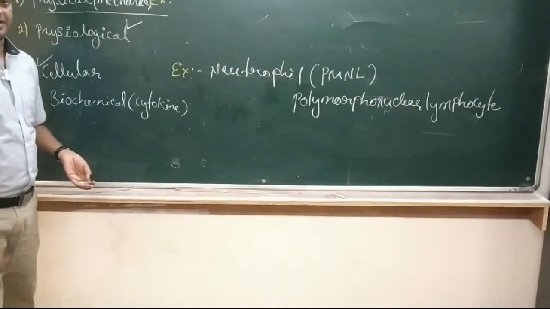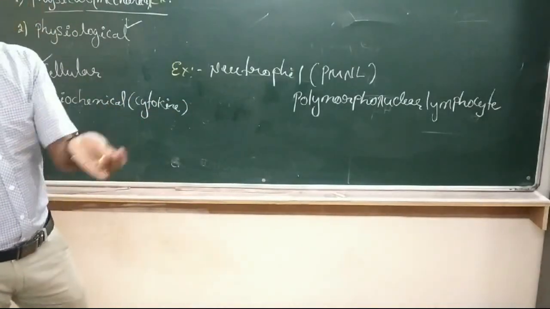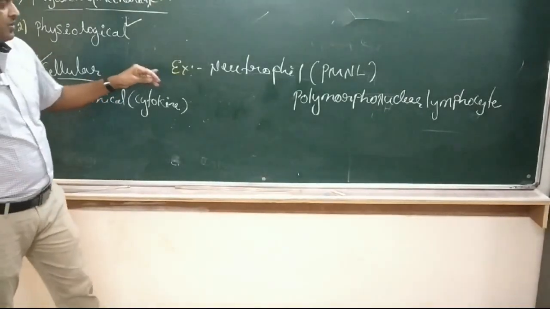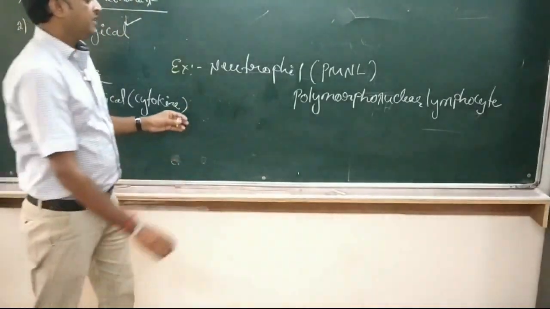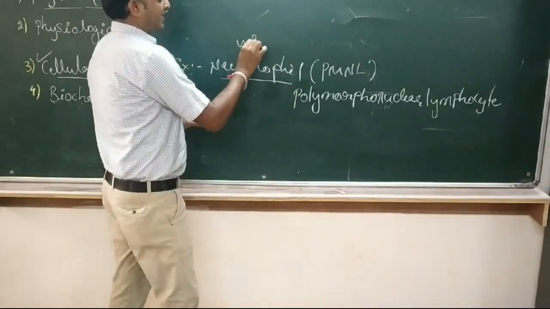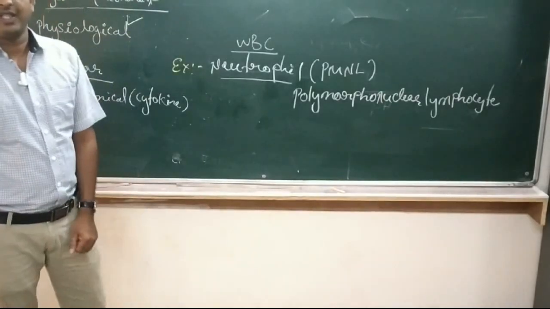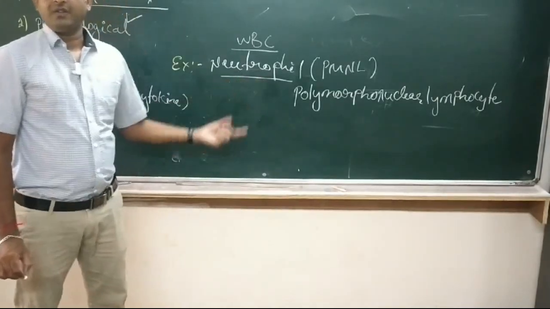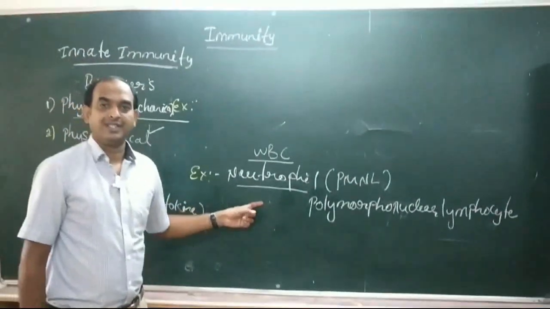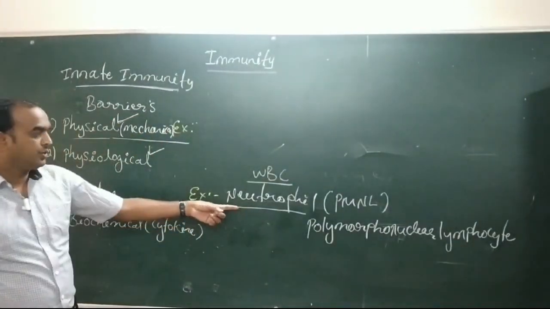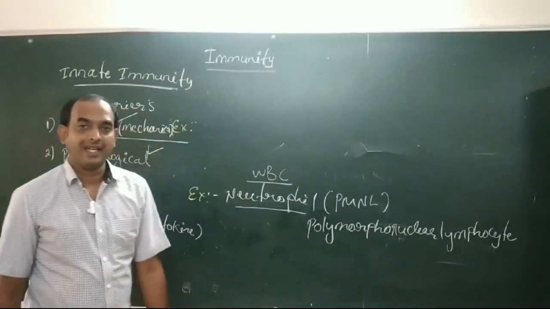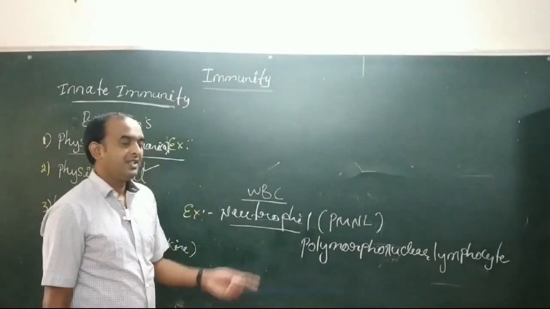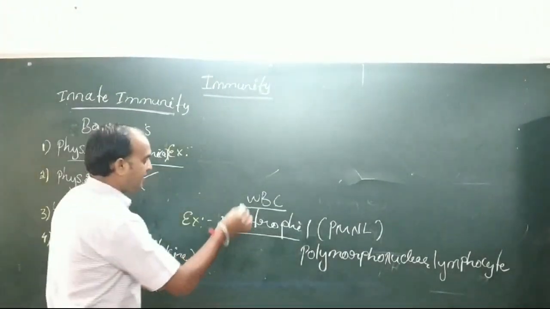Here the cells are directly involved in the defense system, and because of that we call it a cellular barrier. The cells involved, like neutrophils, are a type of WBC. They are involved in the defense system. These neutrophils are also called PMNL, polymorphonuclear lymphocytes.